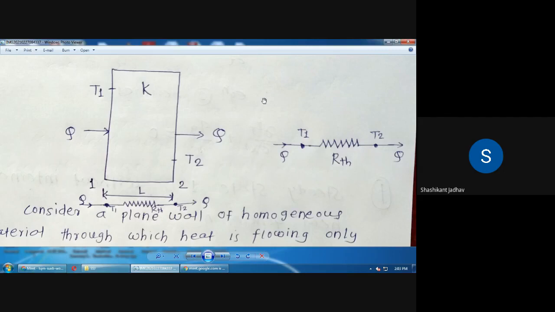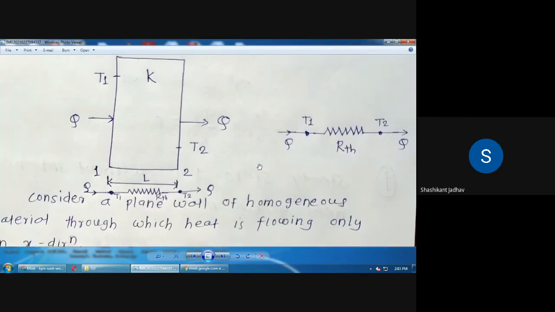So for this plane wall we have to draw the electrical system diagram in the form of resistance at the bottom of the wall. Don't draw it at the right hand side, as it is not visible at the bottom. Okay, so our aim is to calculate the value of Q, that is the rate of heat transfer through a plane wall.